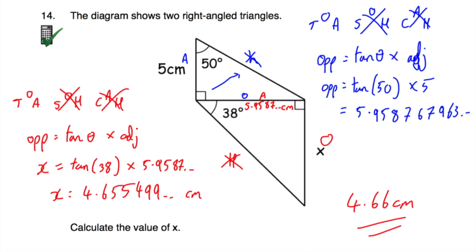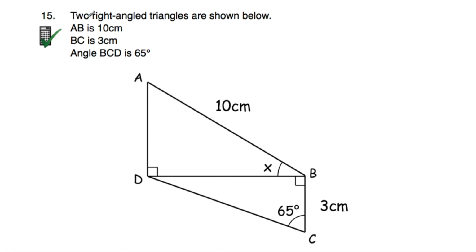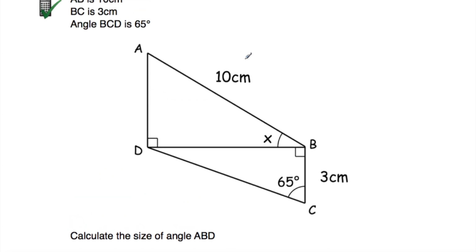Okay, let's have a look at our next question, question number 15. Question number 15 says two right angle triangles are shown below. So we've got these two right angle triangles. We've got this one and we've got this one. We're told that AB is 10 centimeters, that BC is 3 centimeters, and angle BCD, this angle, is equal to 65 degrees. And the question says calculate the size of angle ABD. So we want to find the size of this angle.